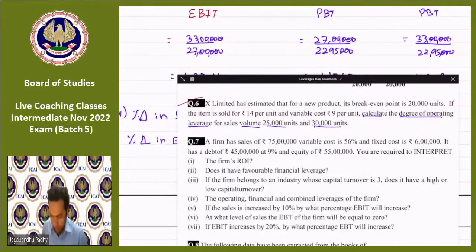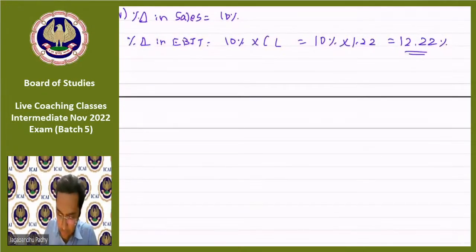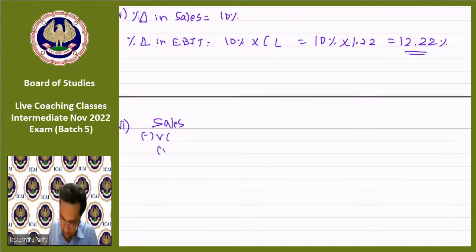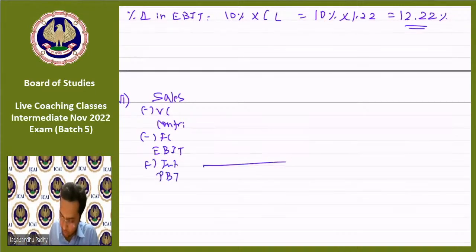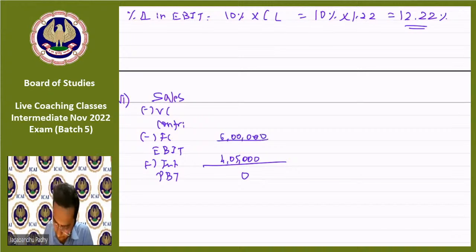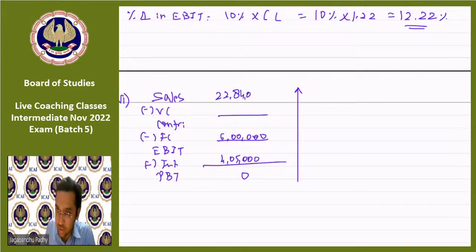Then at what level of sales will the EBIT or PBT be equal to 0? We start with sales less variable cost, contribution less fixed cost, EBIT, interest and PBT. So you want PBT to be 0. Interest of 4 lakh 5,000 and a fixed cost of 6 lakh will be fixed for us. You have to do the reverse calculation, and by doing that you will get sales as 22 lakh 84,090, same as one of the previous questions.